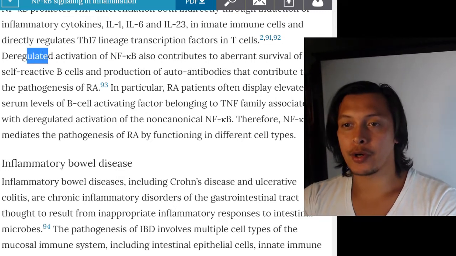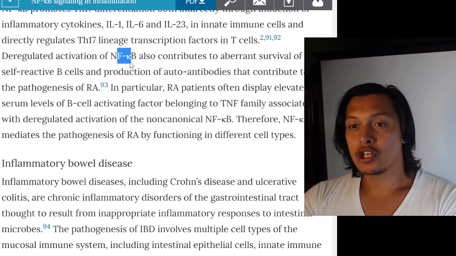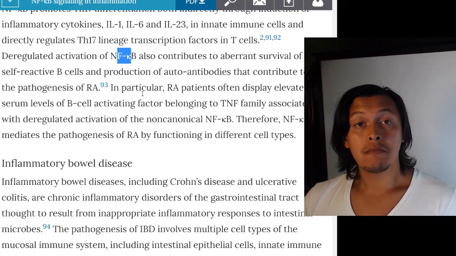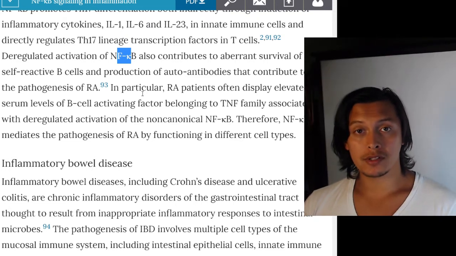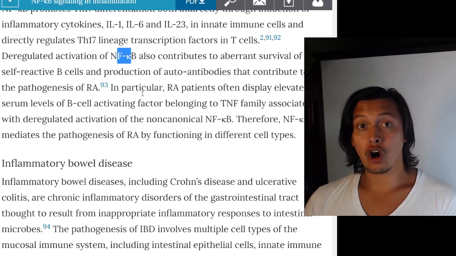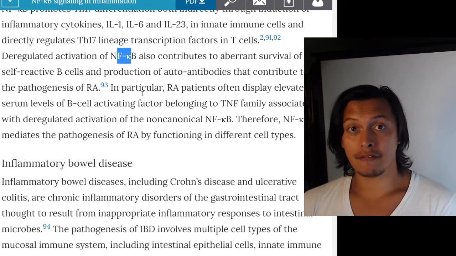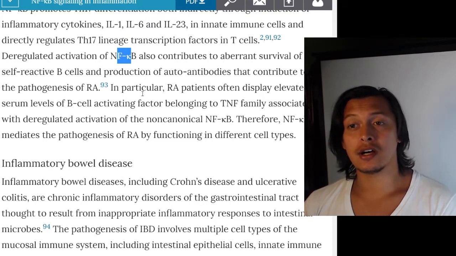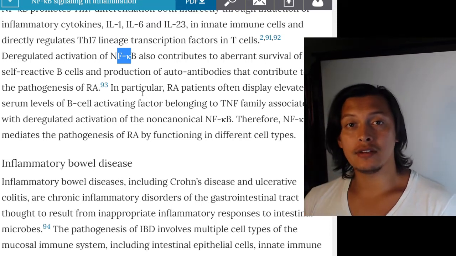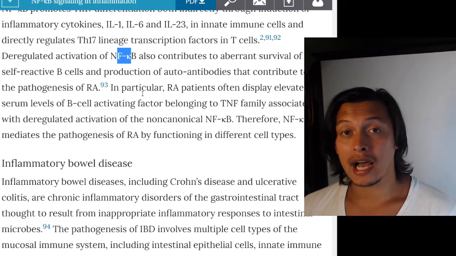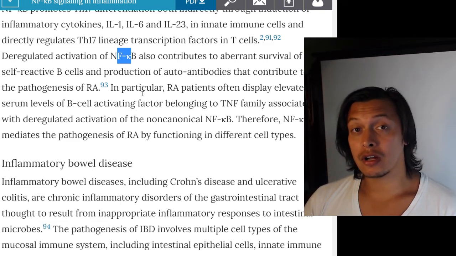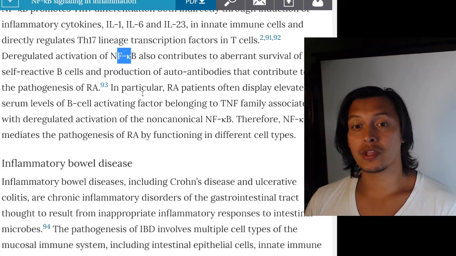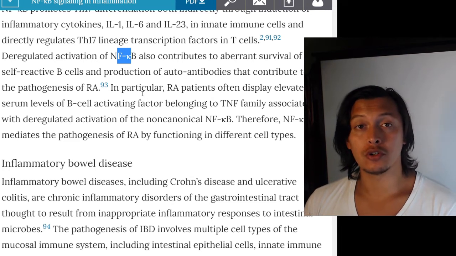So, as we said earlier, if you deregulate nuclear factor kappa B, you will have the aberrant survival of self-reactive B cells. Self-reactive B cells would be B cells that attack your own body, right? And you would hope that these would die very quickly, but because of dysregulated nuclear factor kappa B, these white blood cells, rather than just dying, they end up living, existing, and I would presume duplicating faster or more than what you would want them to, and this could contribute to rheumatoid arthritis.